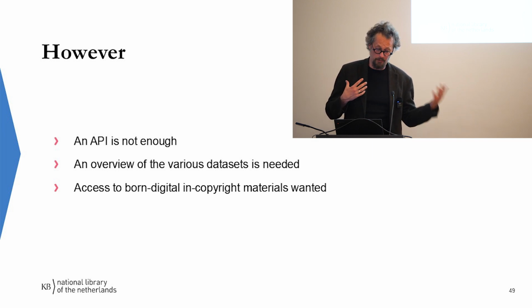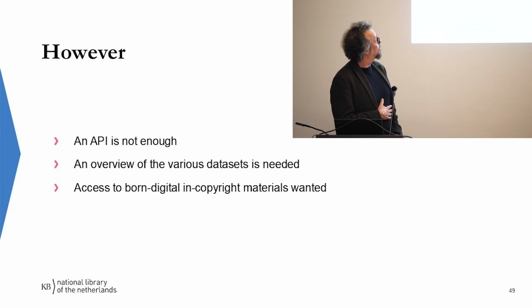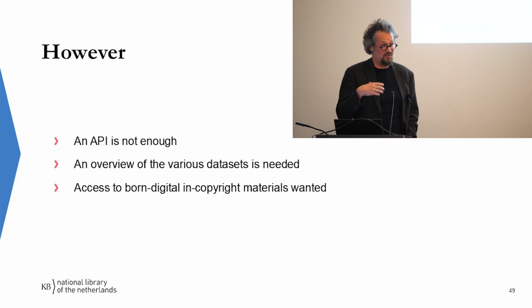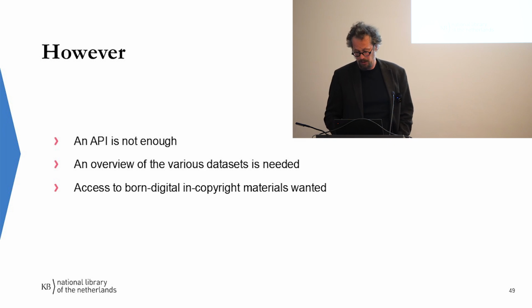But of course, we've also learned a few things. Put it very simply, an API is not enough. There are lots of researchers out there, and all of them have different wishes, all of them have different skills. Those skills can change over time, depending on whether they're a computer scientist or a historian or whatever. Strangely enough, we still lack an overview of the various data sets we have, and that's something that we should fix. And there's still a big question: access to born-digital in-copyright material, so material for which we cannot have any CMO agreement or publisher agreement.